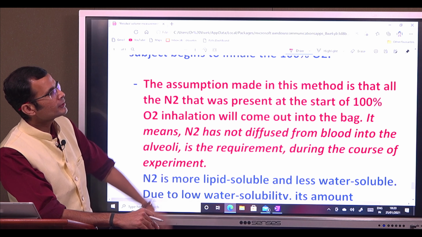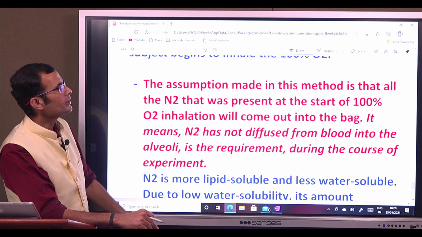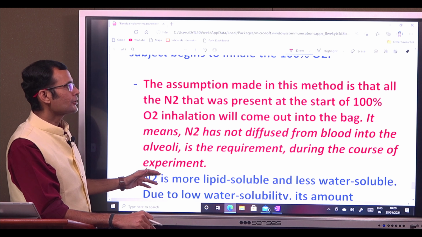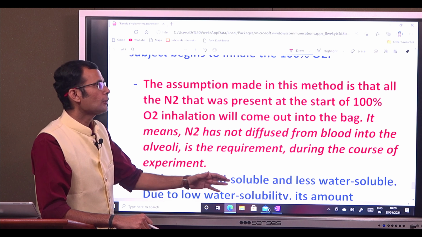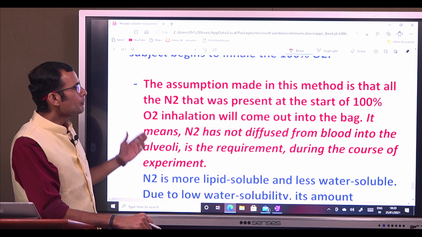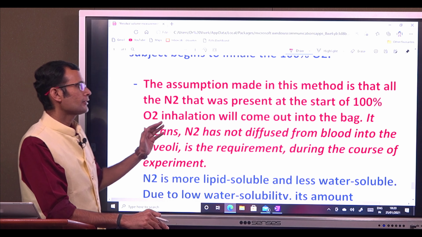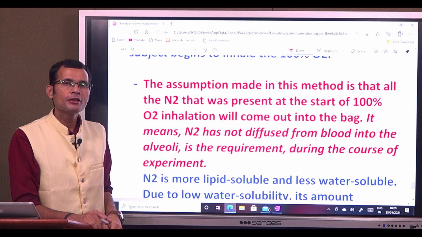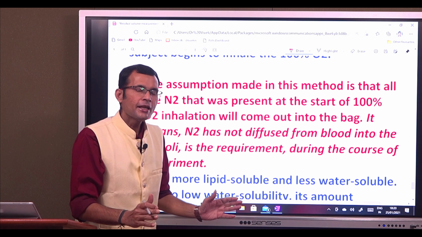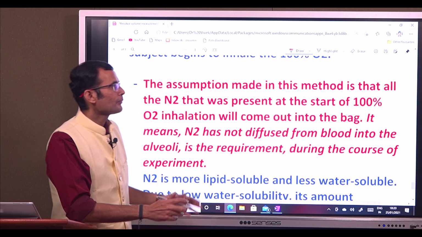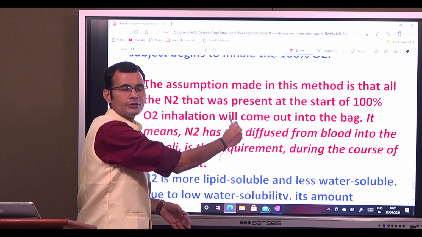The assumption made in this method is that all the nitrogen that was present at the start of the 100% oxygen inhalation will come out into the bag. It means nitrogen has not diffused from blood into the alveoli. That's the requirement. Imagine a cup filled with wet tea powder which is stuck there in the cup.